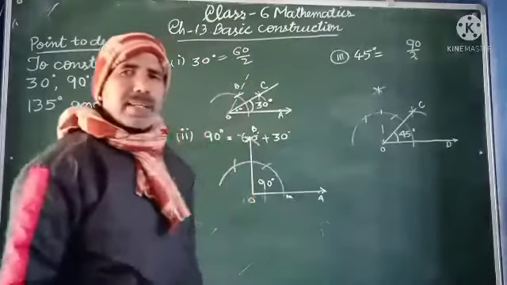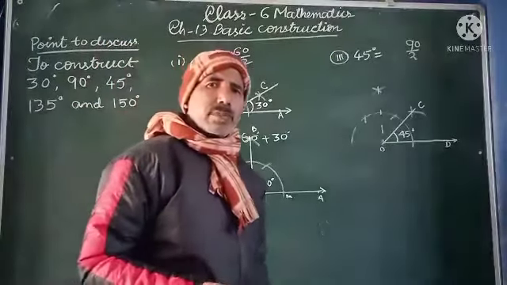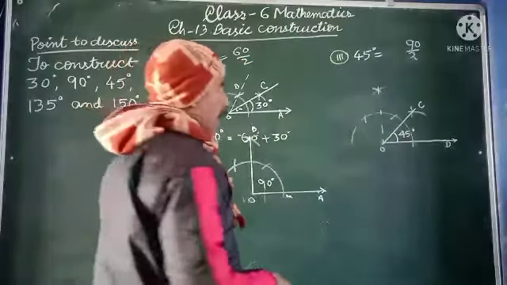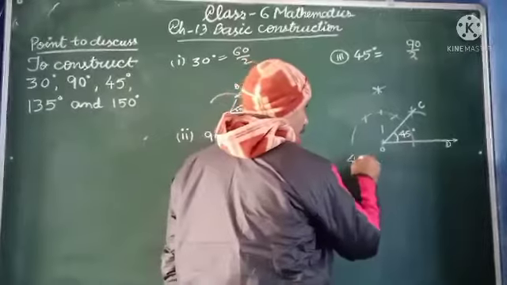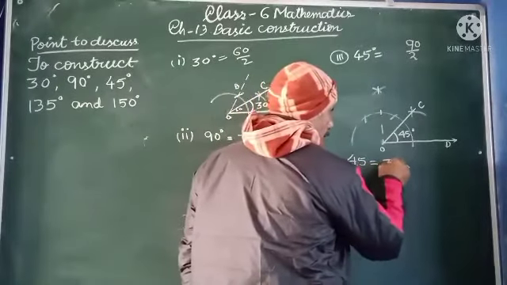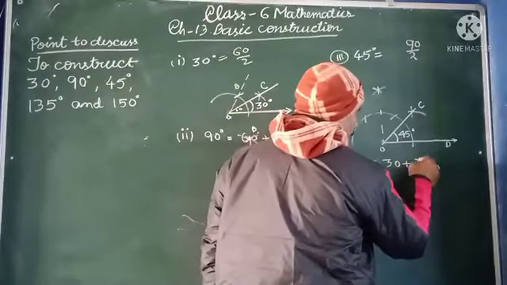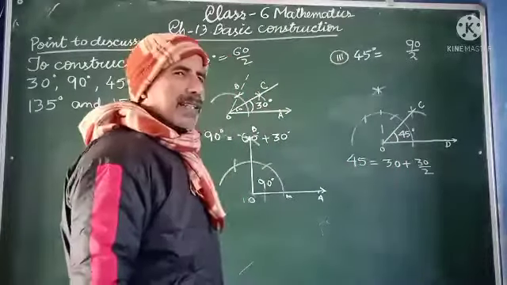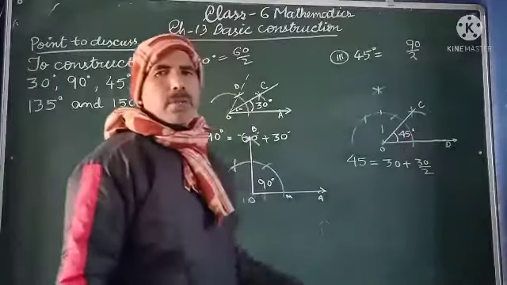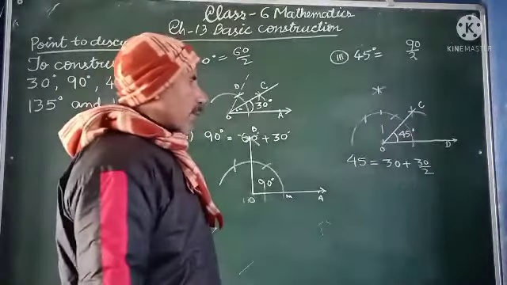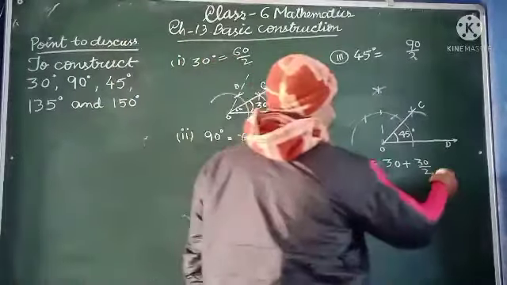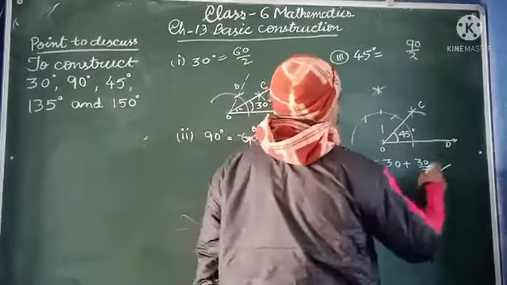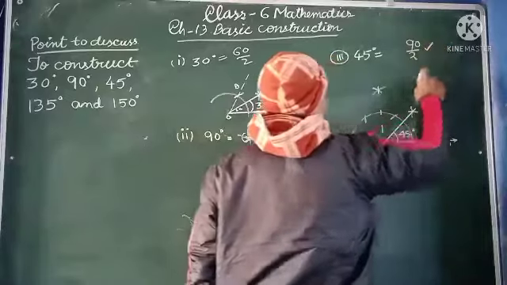So 45-degree angle can be made by the 2 ways. One by drawing 90-degree and bisecting it. Other by 45 is equal to 30 plus 30 by 2. So first you draw 30-degree angle and the second 30-degree angle will be bisected. You will get the 45 degree. So you can construct the 45-degree angle by these 2 ways. But this one is the easier.